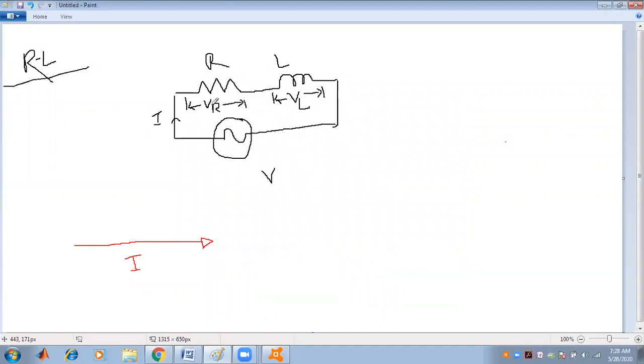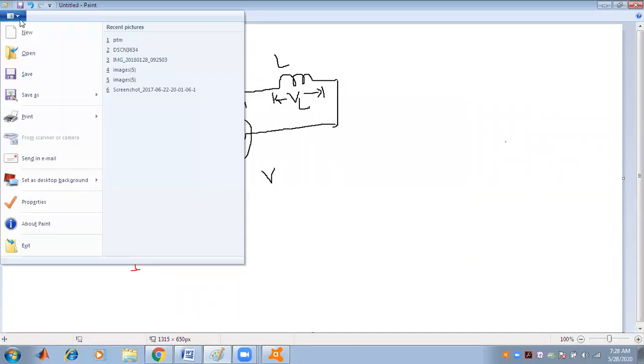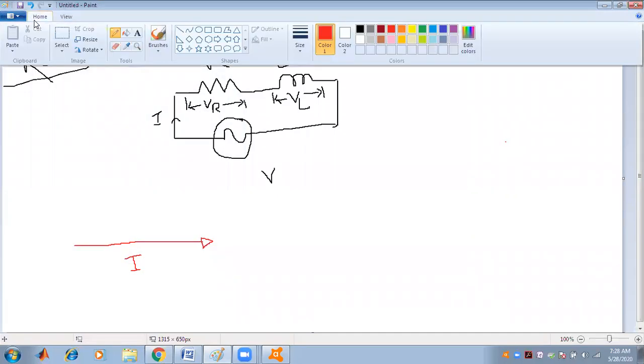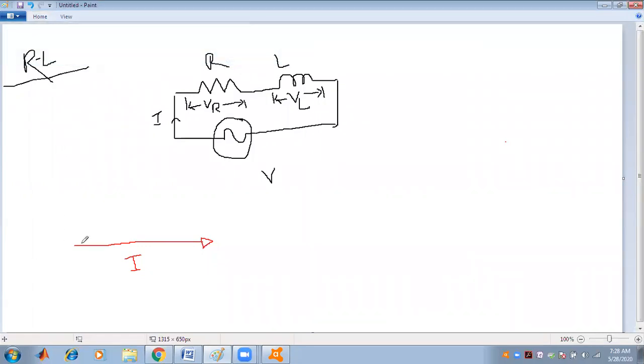We all know the voltage across the resistance is in the same phase with the I. This is generally known to us. So VR is always in the same phase with the I. Why am I taking I as a reference? Because this is a series connection, so I will remain the same. So this will give the value of VR.